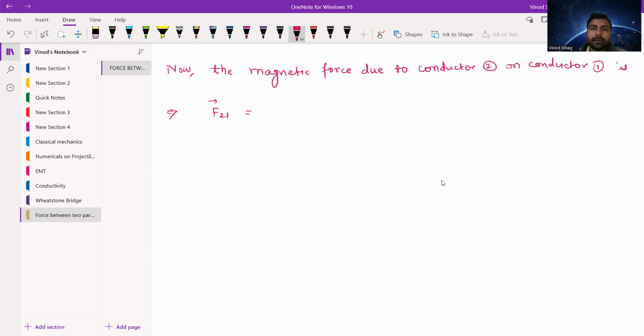equals to, so again we will apply the same formula, the force due to a current carrying wire, that will be I1 times L vector cross B2 vector. So now we will put the expressions, then we will get F21 vector equals I1 times L. Again, the direction of the currents are the same in both the conductors, so that's why it will be L j cap only, cross mu naught I2 upon 2 pi d, and the direction is k cap.